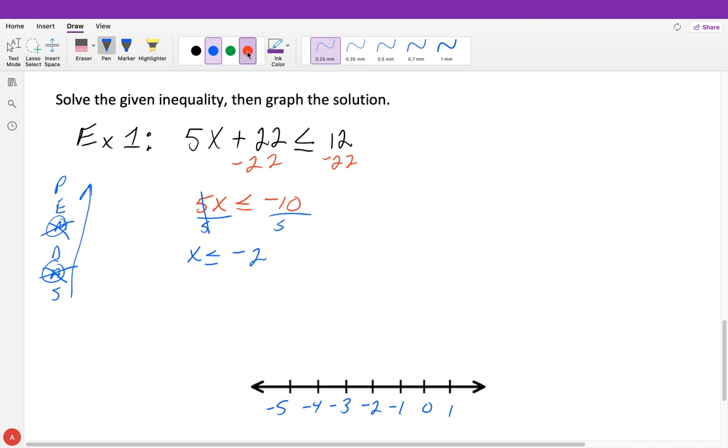So I'm filling that in. It's equal to, so I know it's going to be a colored in circle. So at negative 2, I'll put a colored in circle. That separates my graph into two different regions. Since I'm just testing, it doesn't matter which numbers I'm going to pick. So I'm going to pick 0 and I'll pick negative 3.